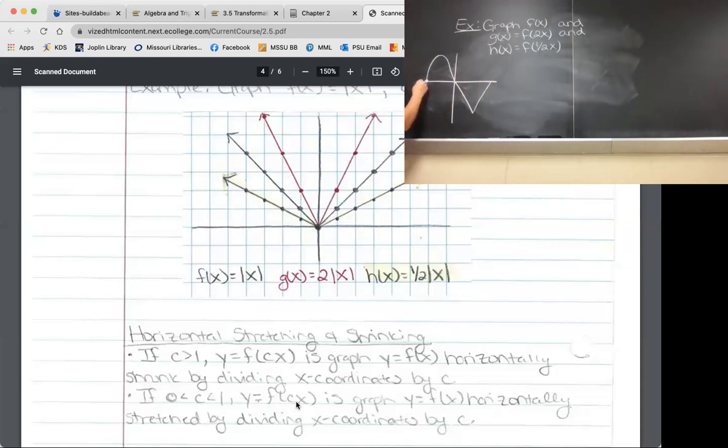So this is the point -4, 0. This is the point -2, 4. And we have 0, 0 right there in the middle. Then we have the point down here, which is 2, -2. And then we have the point over here, which is 4, 0.